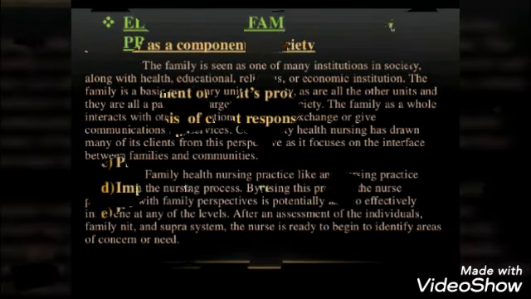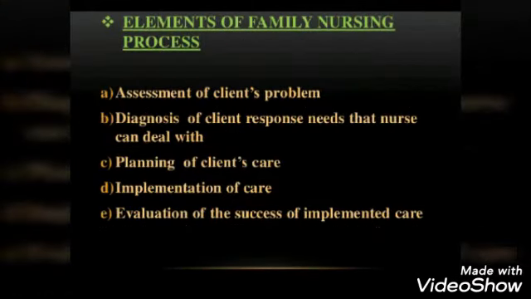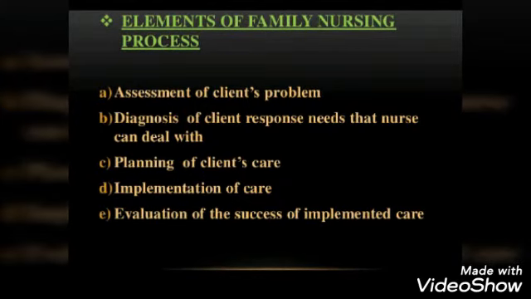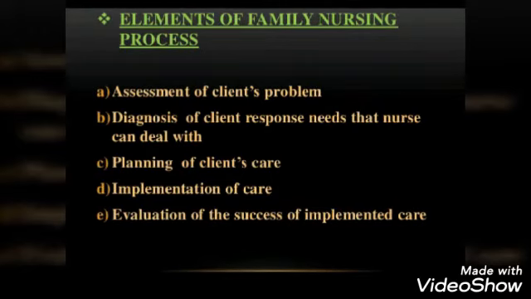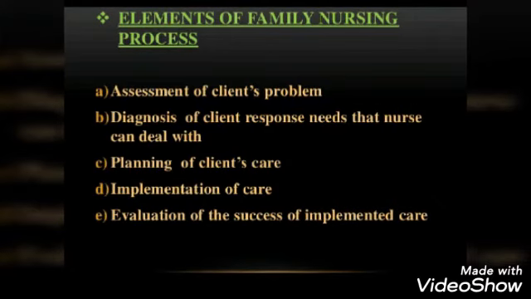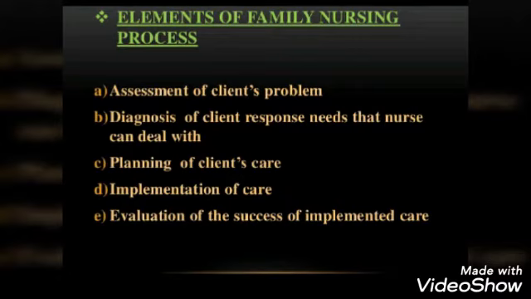Then we see the elements of the family nursing process. These are certain elements of the nursing process. We already know what the 5 elements are. The same elements we are going to use in this family nursing process. The first one is assessment, then diagnosis, then planning, implementation and evaluation. You already know that these are the common 5 nursing process steps, and the same is the family nursing process.